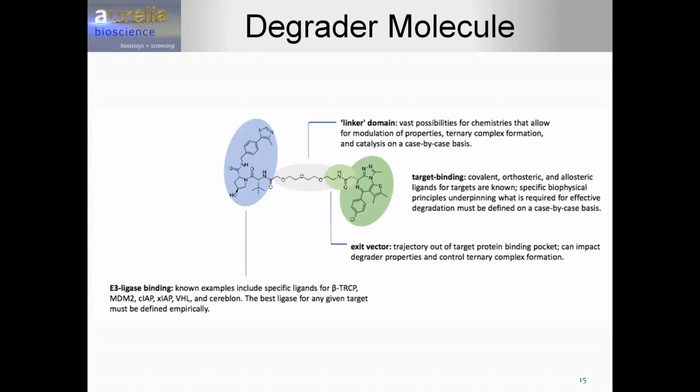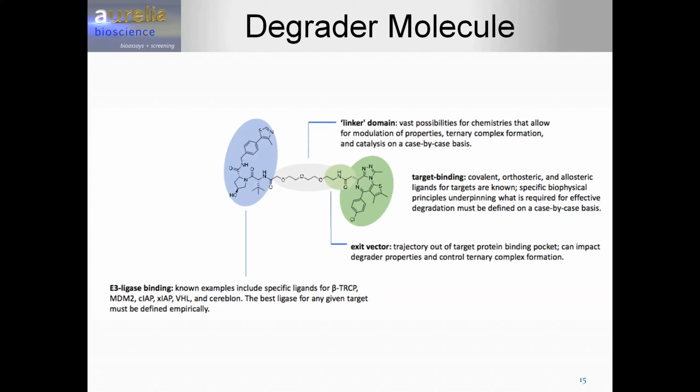So here is what the degrader molecule looks like. On the left-hand side is basically the E3 ligase binding site. You then have a linker. And then on the right-hand side, you've got your target binding small molecule, right? So that needs to bind to your protein of interest in order to then bring the complex together to form a ternary complex with the ligase, okay?